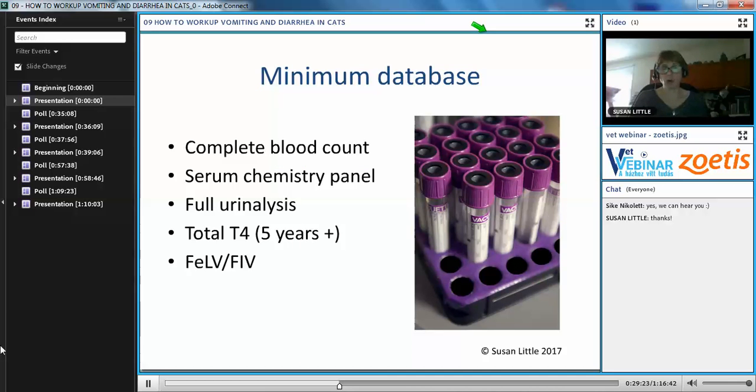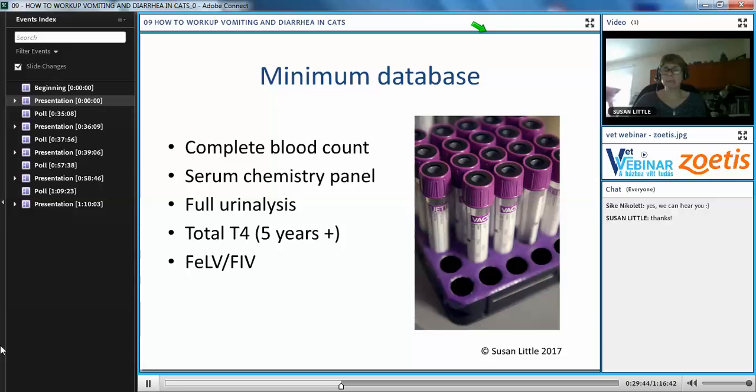So again, these are the chronic vomiting and diarrhea patients. This is where we need a minimum database. And for me, a minimum database in cats means a complete blood count, a serum chemistry panel. It means a full urinalysis. So by that I mean the urine chemistries, specific gravity, and a sediment exam. That's what I mean by a full urinalysis.